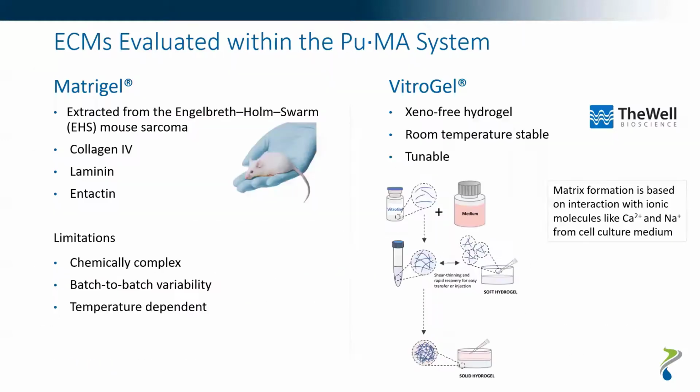In our system, we use Matrigel since it is the most used matrix for organoid culture. It is a murine-derived extract containing collagen, laminin, and entactin. We also evaluated an engineered hydrogel, which was developed by Well Biosciences. It is a xeno-free hydrogel, which is temperature independent, chemically defined, tunable, and reproducible. The solidification of this gel is based on interaction with ionic molecules from cell culture medium.